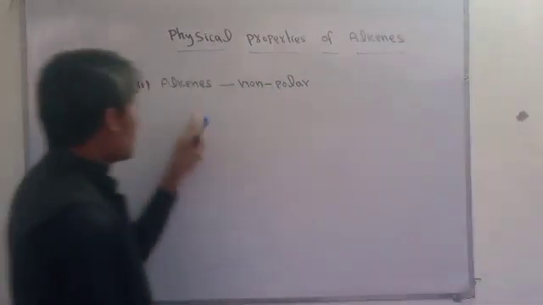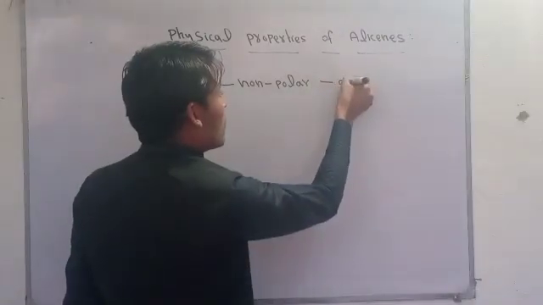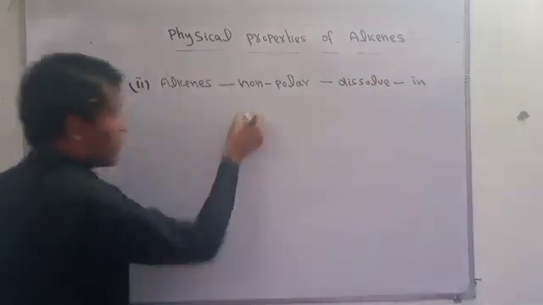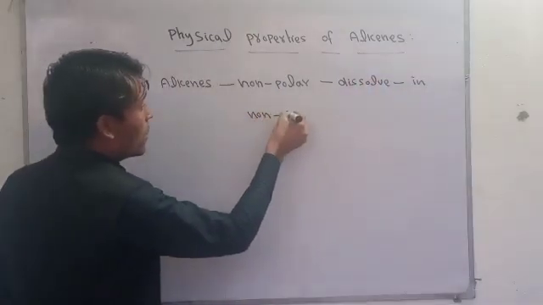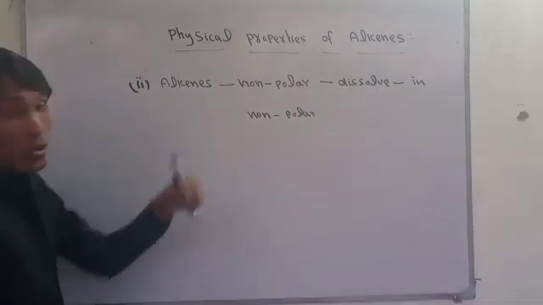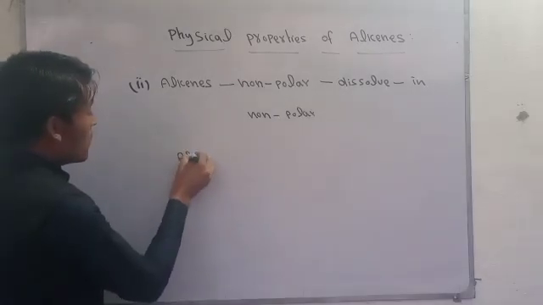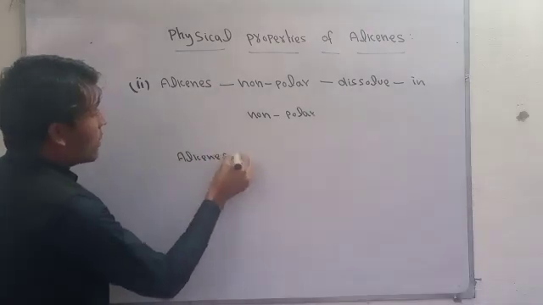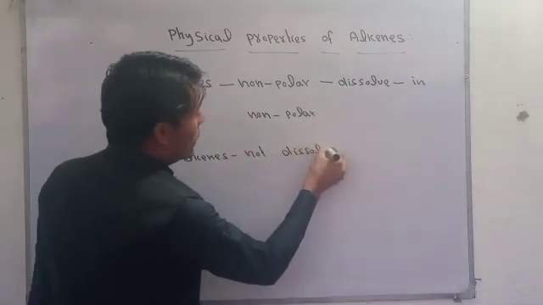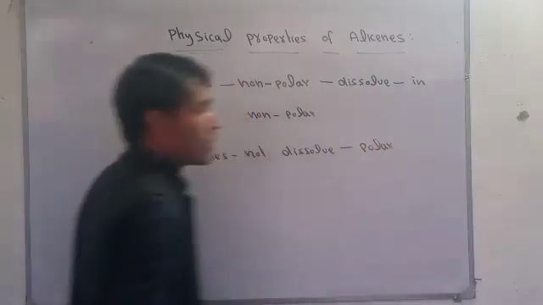There is a law which is called like dissolves like. Alkenes are non-polar, so they will dissolve in a non-polar solvent, and they will not dissolve in a polar solvent or polar organic compound.